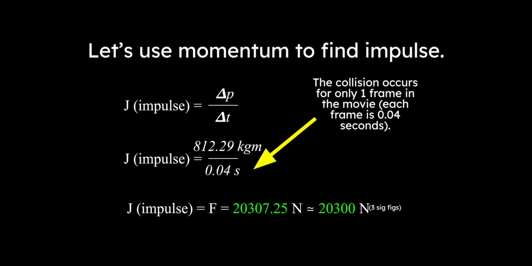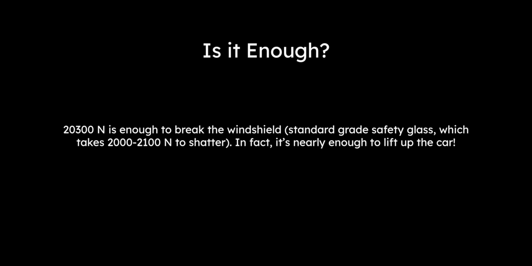So plugging in both of these values, we find that impulse is going to be 20,307.25 newtons, or considering significant figures, 20,300 newtons. So is it enough? 20,300 newtons is more than enough to break a windshield, which is standard grade safety glass, which takes, in fact, 2,000 to 2,100 newtons to shatter. In fact, it's nearly enough to lift up the car.